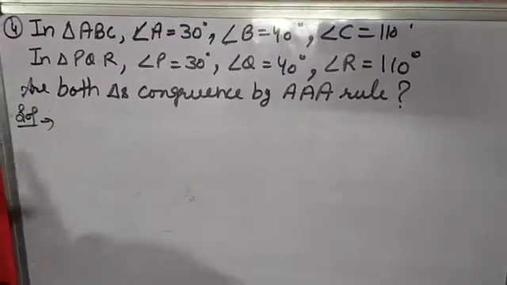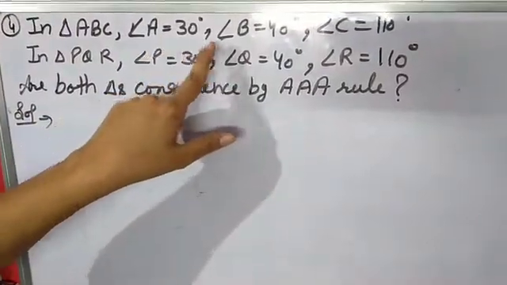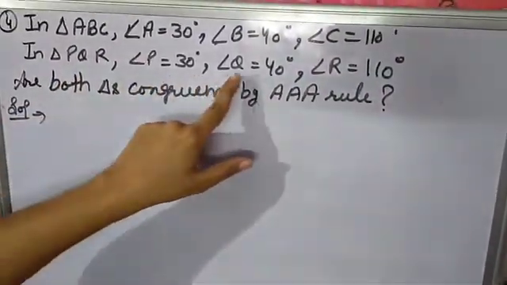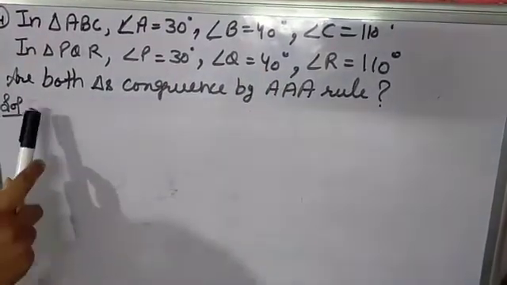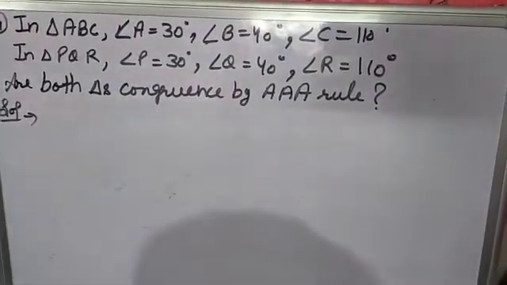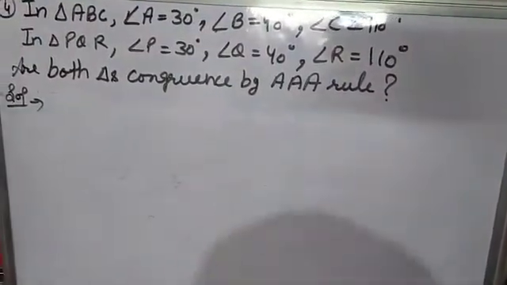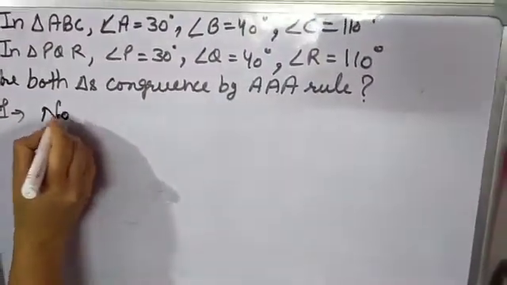Fourth question, in triangle ABC, angle A is 30, B is 40, C is 110. In triangle PQR, P is 30, Q is 40, R is 110. Are both triangles congruent by the AA rule? Angle rule? No, it is not possible. So its answer is no.